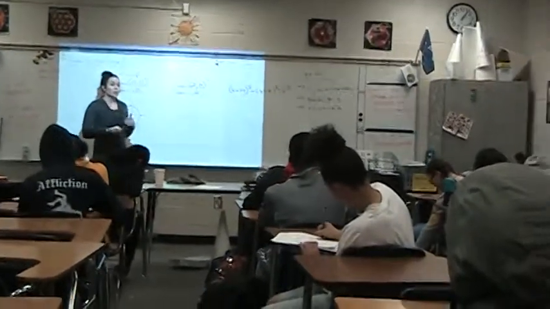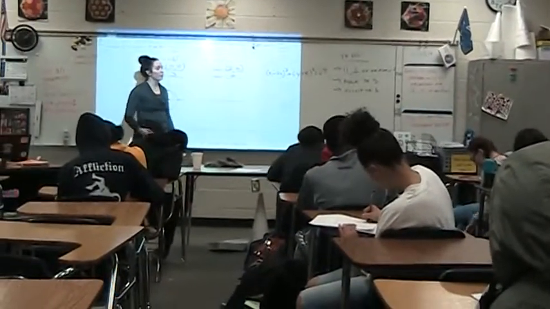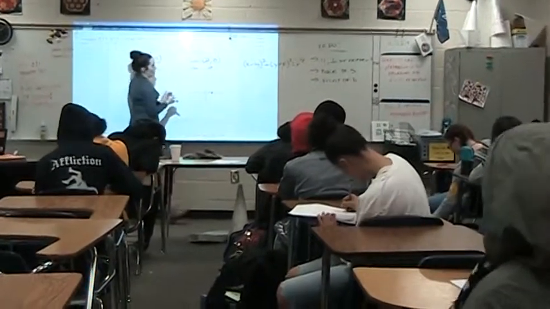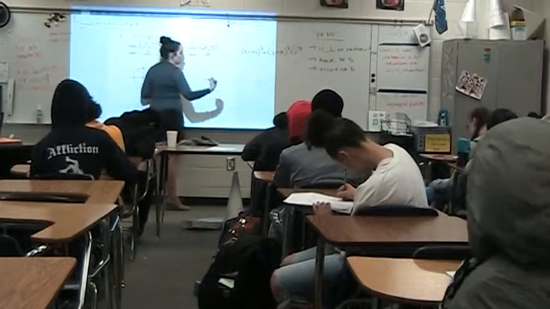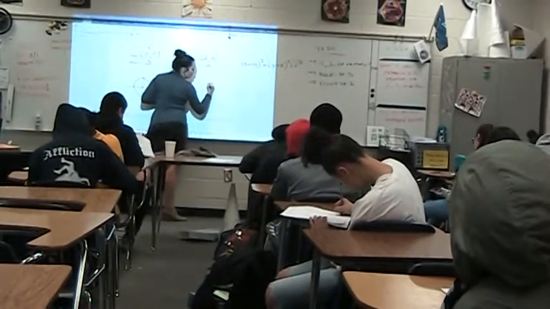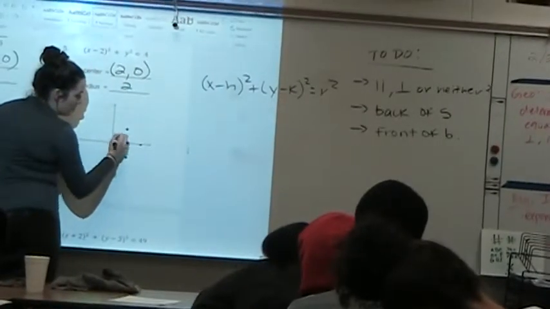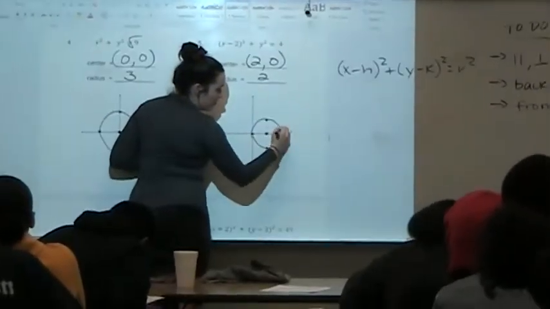Alright, so now we plot it. We start with our center, we go 2 to the right, 1, 2, and we go 2 up, 2 to the right, 2 down. And we connect our dots.